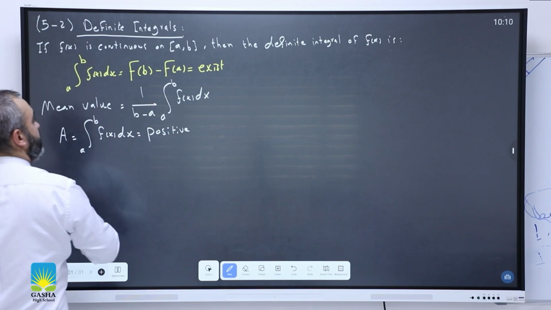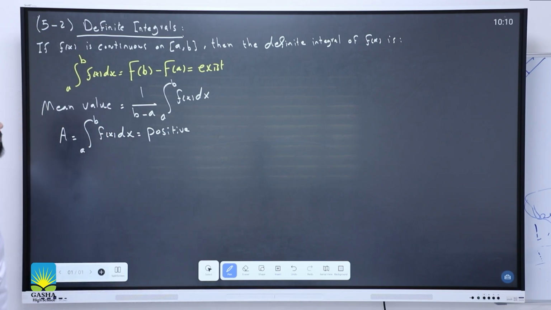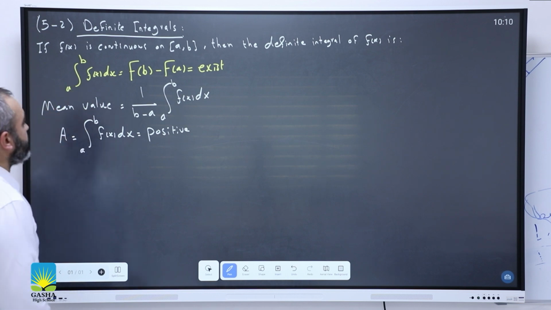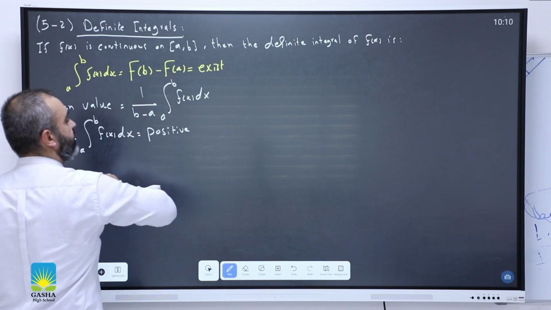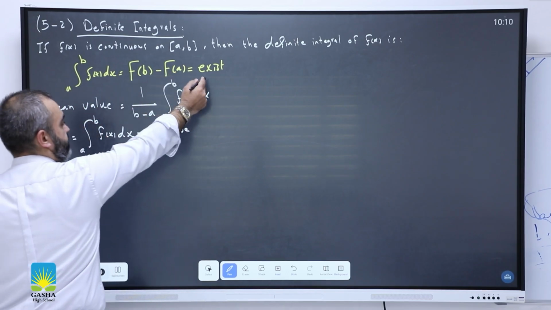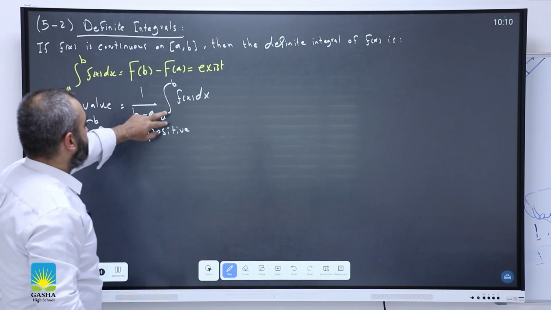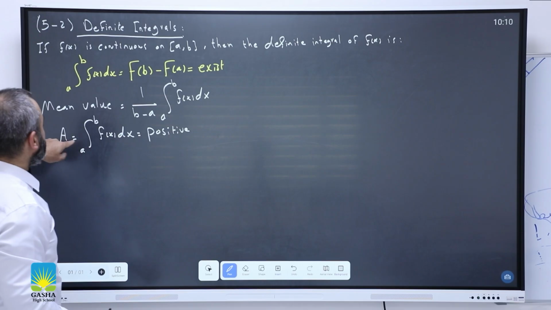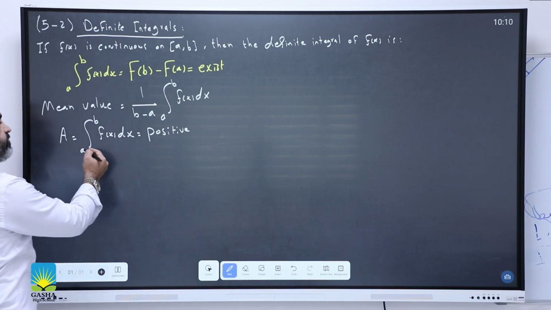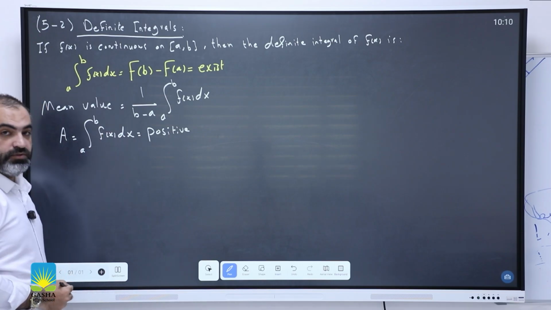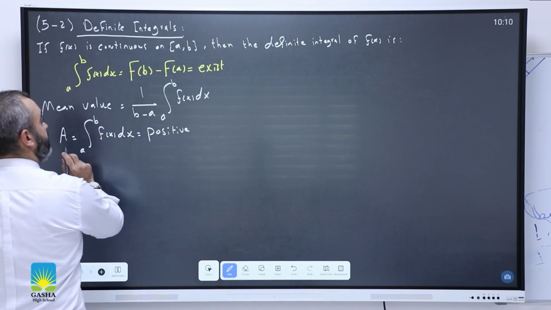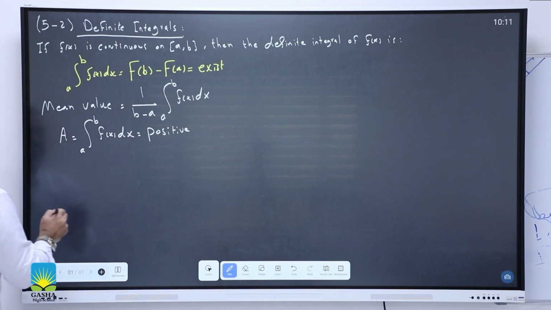These are the three rules of definite integrals. We have the main formula: the integral from a to b of f of x dx equals F of b minus F of a, equal to a number. And the mean value theorem also depends on the definite integral, and we have the area from a to b of f of x dx, which equals a positive value. We have some examples about the definite integral.